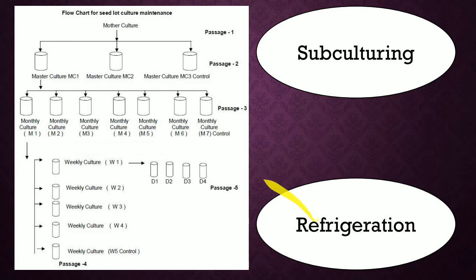As you can see over here, this is the subculturing sheet of one of the industries, wherein even for daily use, they are subculturing repeatedly. From the mother culture, they are transferring it into 3 master cultures. That is the first passage. From the master culture, it is transferred into the monthly culture. Every monthly culture is transferred into a weekly culture, and that weekly culture is subcultured on a daily basis, so that only this tube is used and the other cultures are kept free of contamination. So this is the first and the easiest method which is used in all the labs, that is subculturing and refrigeration.